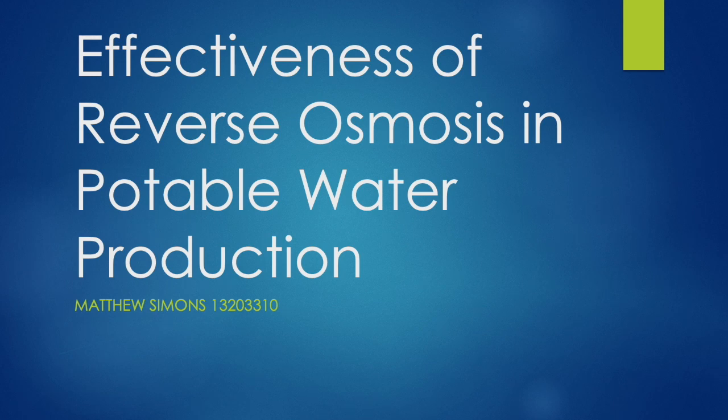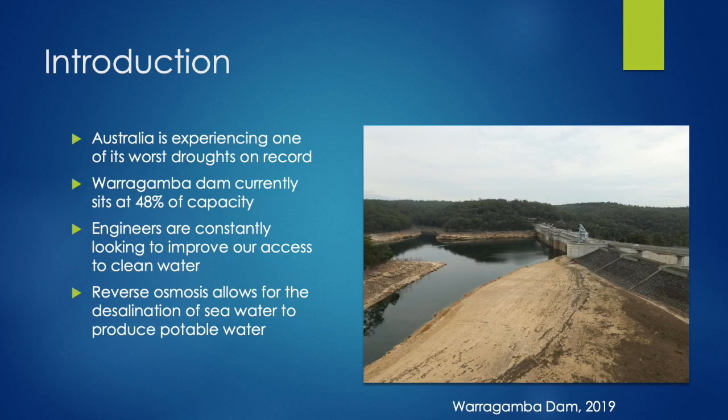Reverse osmosis is currently used in desalination plants around the globe, including Kurnell in Sydney, as another way to provide potable water. The Kurnell plant is used as a backup system for when dam levels drop and is currently turned on. The objectives of this presentation are to discuss whether reverse osmosis provides an efficient and effective method of producing drinking water, while also analysing its overall impact on the environment.